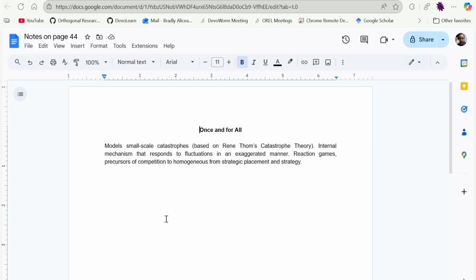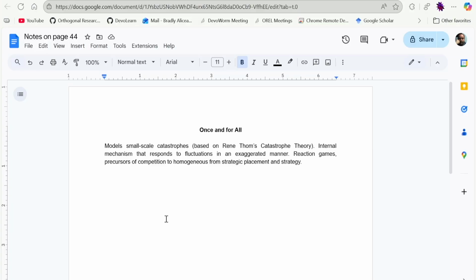But in once and for all, the goal of the game, the object of the game, is to dominate everything, to finish off your opponent, and to become the dominant state. And so once and for all is a way to model small-scale catastrophes. These takeovers of one state or another are small-scale catastrophes. What I mean is to go to René Thom's catastrophe theory and think about how catastrophes operate. In other words, you have these large-scale changes that occur that reorder a system. And that's kind of what you want to do with this once and for all strategy.